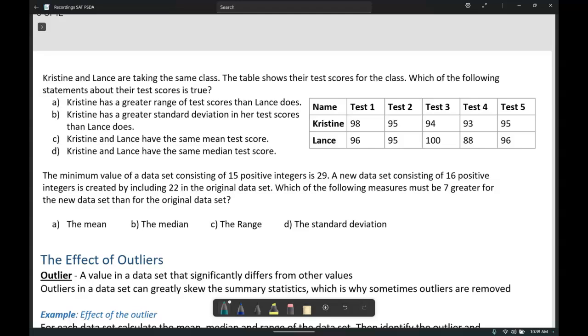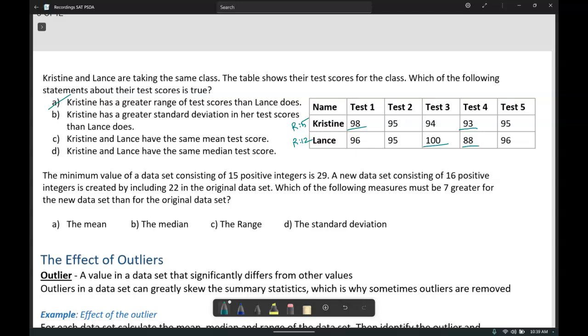Christine has a greater range of test scores than Lance does. Well, we could calculate that pretty quickly. Christine's lowest test value is a 93. Her highest test value is a 95. So Christine's range is 5. The difference between those values is 5. Lance's lowest test score is an 88 and his highest is 100. That gives Lance a range of 12. Well, that statement's not true because Christine's is more closely clumped together.